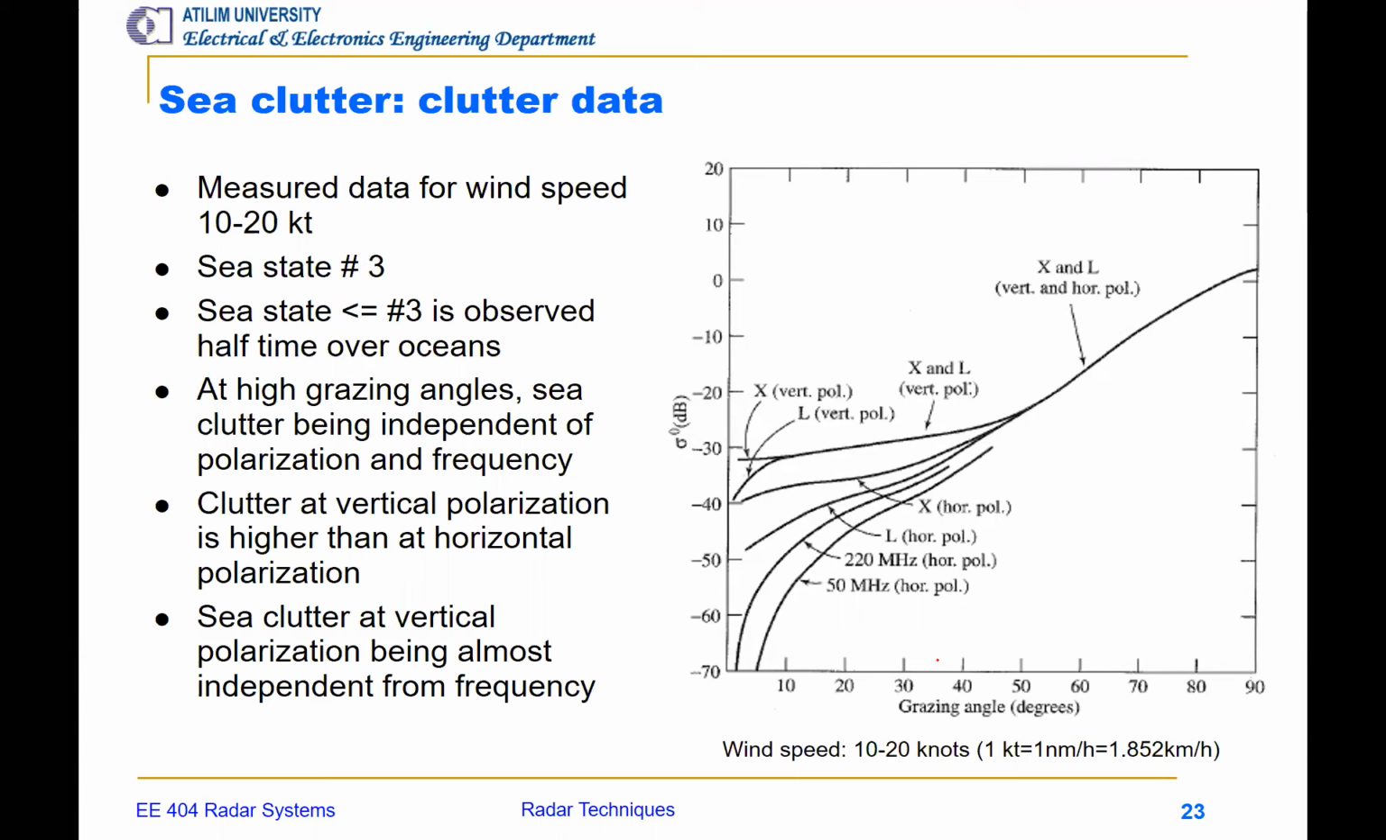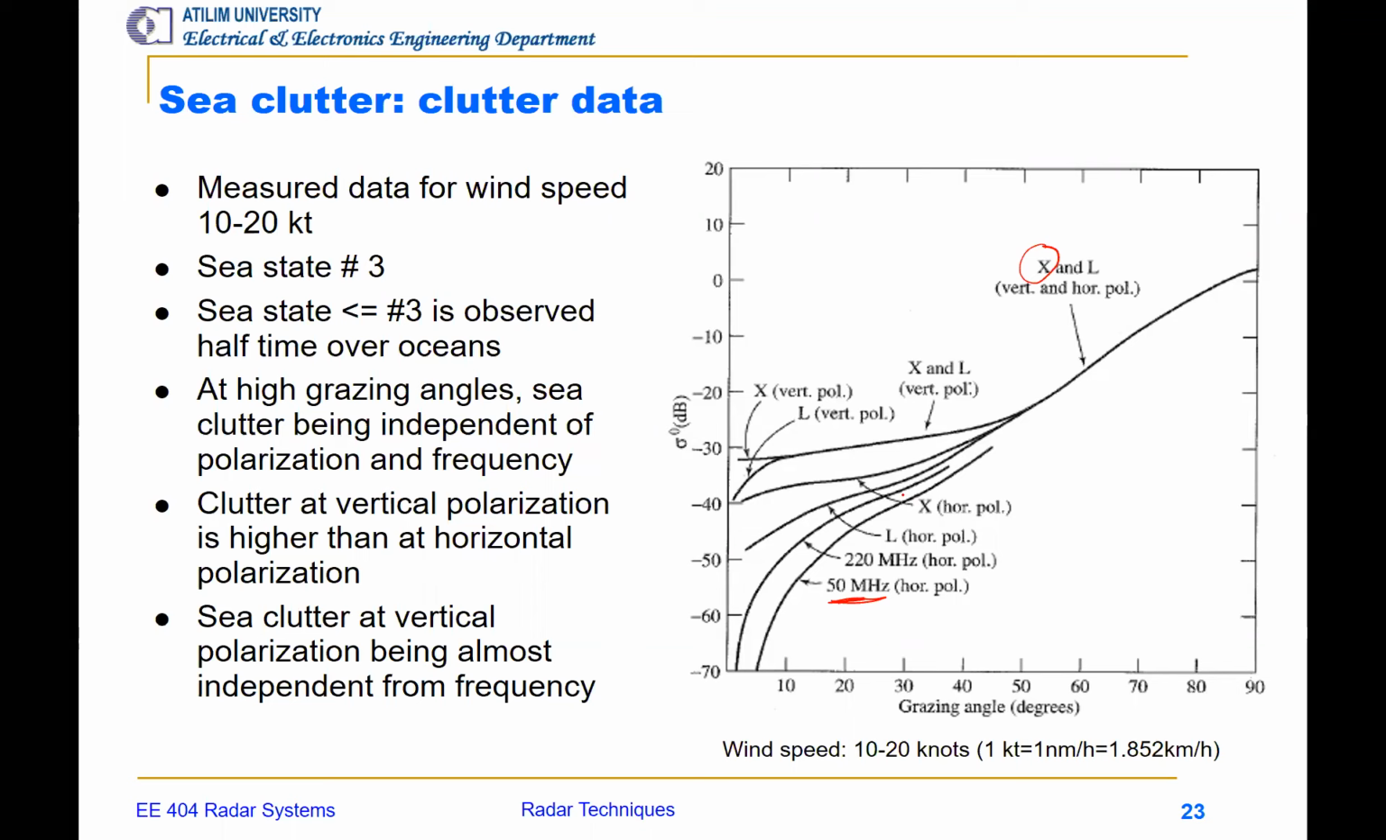And for different bands of the operational frequency, we can see from 50 megahertz up to X band, so 12 gigahertz. And we have two different polarizations here, vertical or horizontal. The response of the sea surface against vertical and horizontal polarization is quite different, especially at low frequencies.